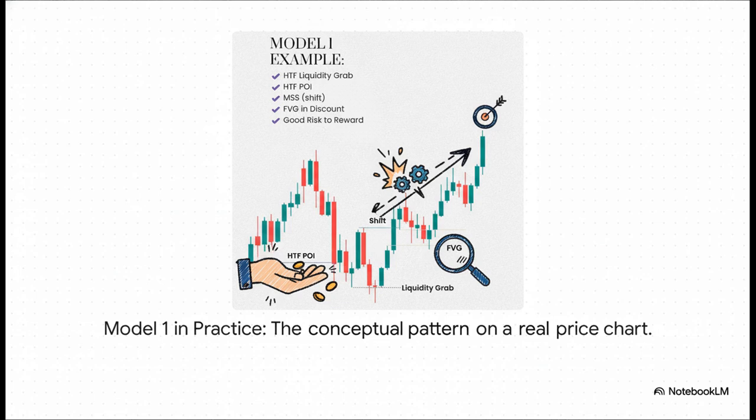You can see the dip below the lows. That's our liquidity grab. Then comes that aggressive push-up that breaks the prior high. That's our market structure shift. And see that little gap it left behind on the way up? That's the FVG. And look what happens. Price pulls right back into it before launching. I mean, it's a perfect example of the theory in practice.